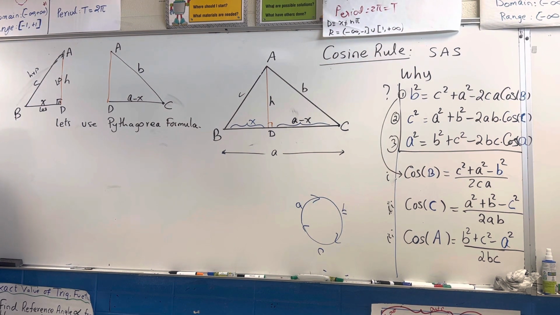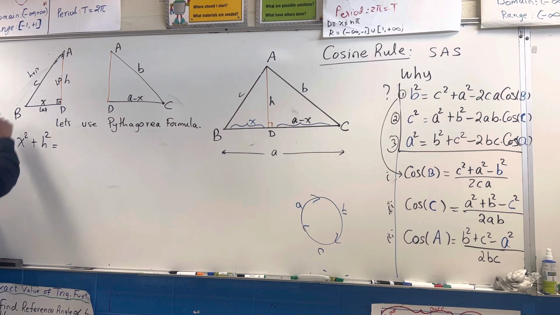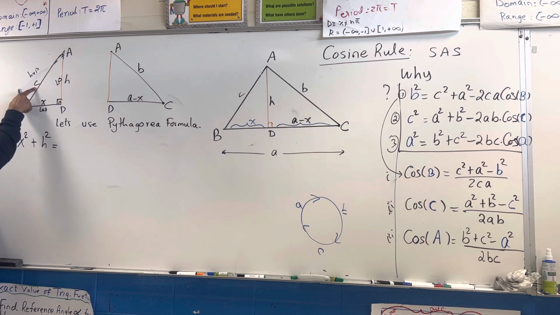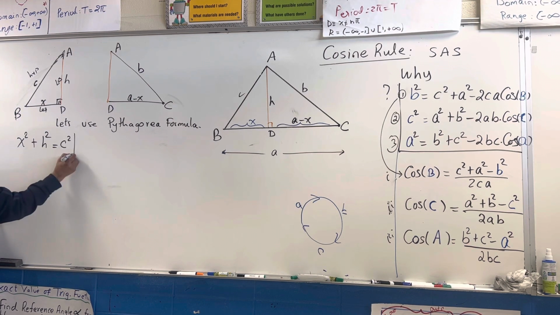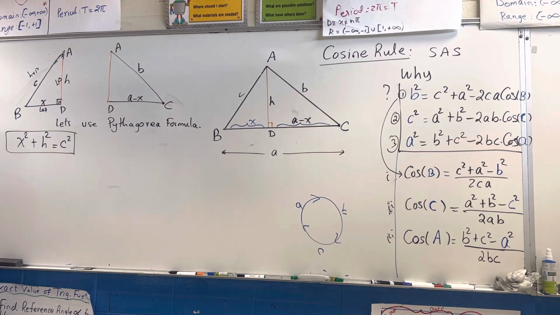So what do you do with that? Square. Yeah, square them. So you square what? X squared. Then what else? H, which you don't know, right? It equals to? Yeah, C squared. Then put this in the box. That's the first part.